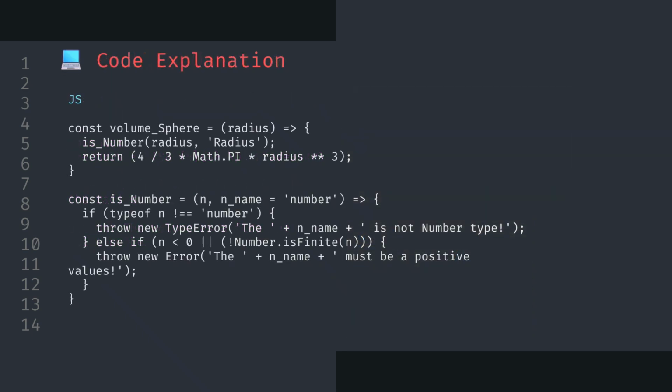Here's the breakdown. The volumeSphere function does the math, but only after confirming the radius is a number using isNumber. We'll also check if the number is positive and finite. If not, we throw an appropriate error message. Once the input passes, we calculate the volume using Math.PI and JavaScript's exponential operator.